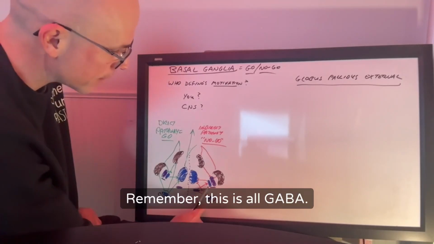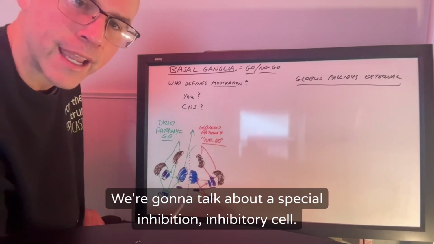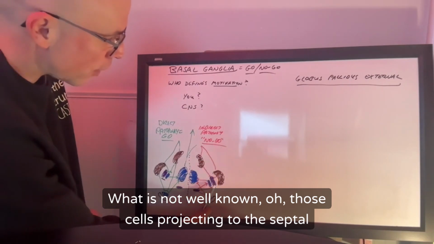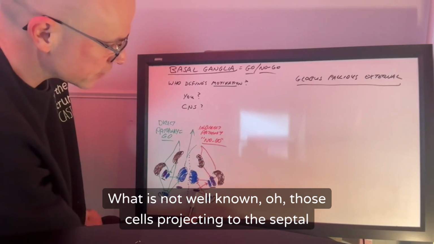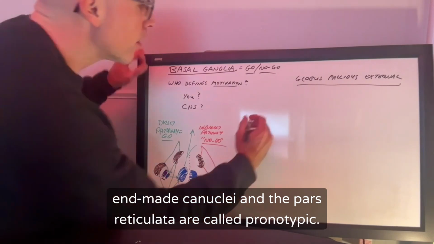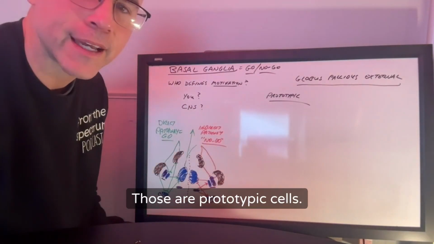Remember, this is all GABA. All of this is inhibition. We're going to talk about a special inhibitory cell. What is not well known, those cells projecting to the subthalamic nuclei and the pars reticulata are called prototypic, well known. Those are prototypic cells.